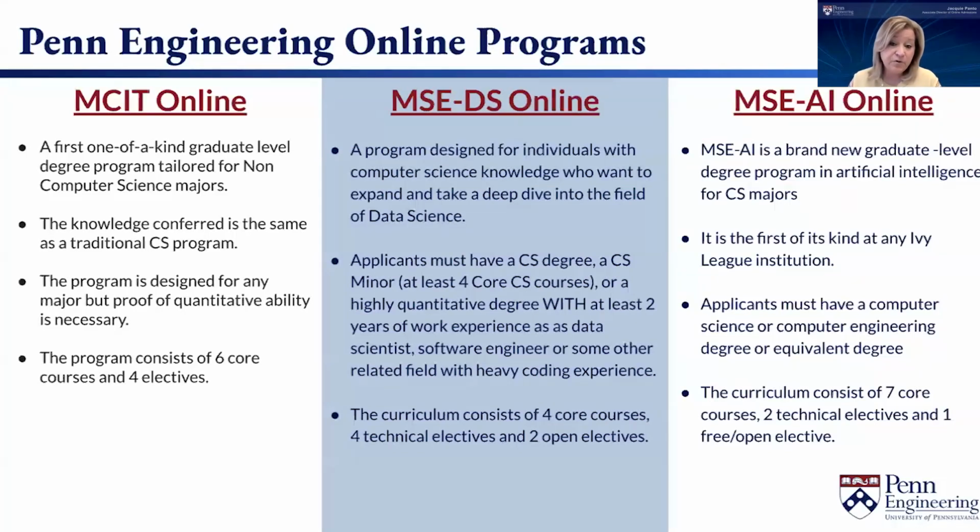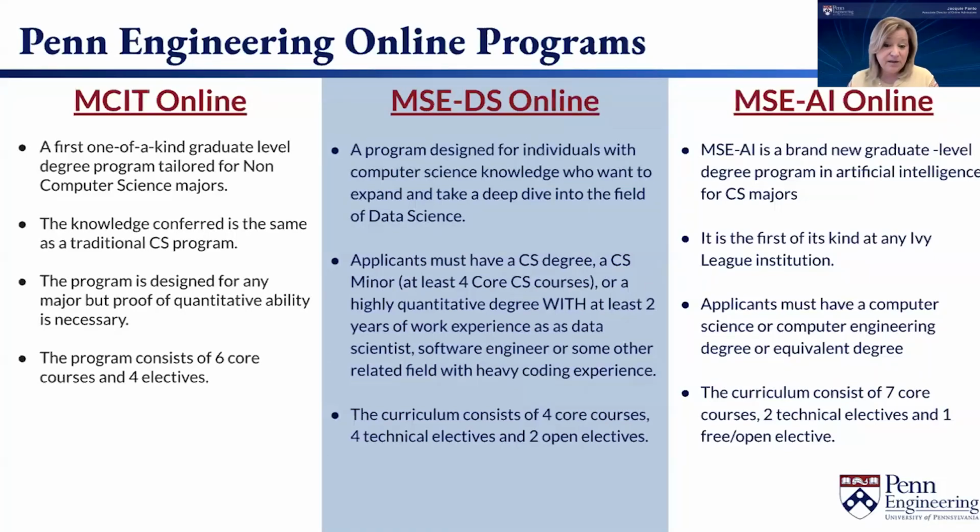The MCIT program, although you can be any major, like I mentioned, when applying, it is really important to show proof of quantitative ability. So we will be looking at transcripts for math courses and other quantitative courses. What's important with MCIT is to have quantitative ability, in particular math courses, on your transcript. And the MCIT program consists of 10 courses. It's 6 core courses and 4 electives.